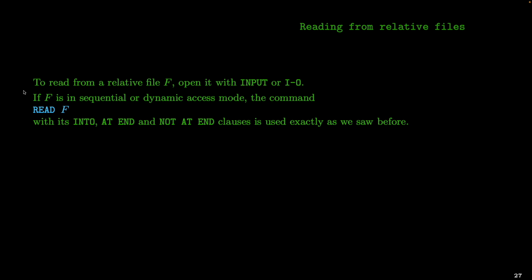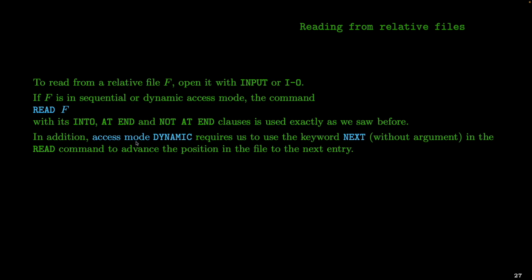Now we want to read from relative files. To do this, we must open the file with input or IO. And as before, we use the command read f, where f is the internal file name, and can use it in the same way as we discussed before with the into, at end, and the not at end clauses.